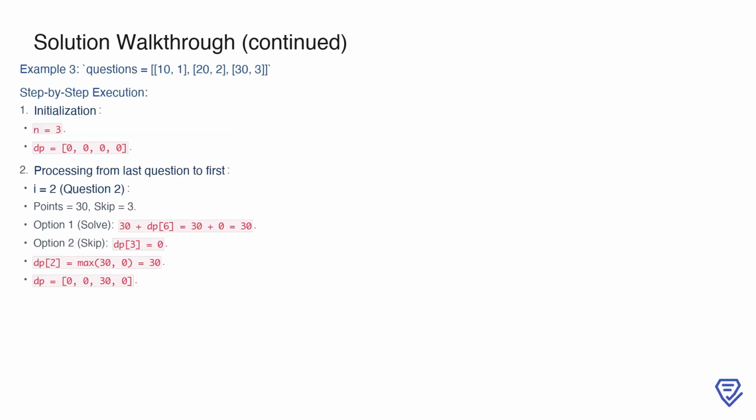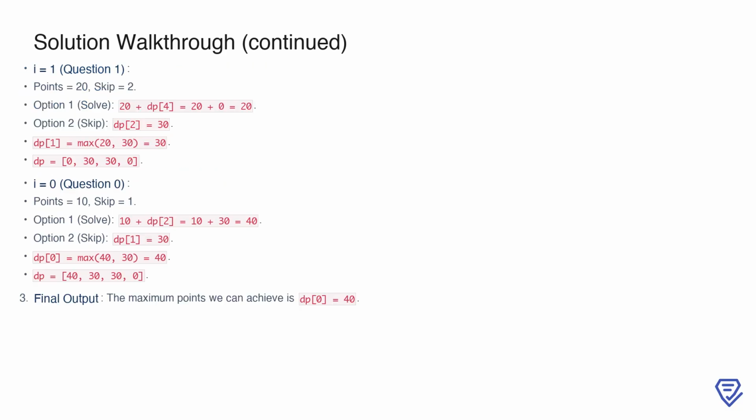Now, in the third example, the questions array is [[10,1],[20,2],[30,3]]. We initialize n to 3, and the DP array is 0, 0, 0, 0. Starting with question 2, which offers 30 points and requires skipping 3 questions, solving it gives 30 plus DP[6], or 30. Skipping it gives DP[3], which is 0. The better choice is to solve, so DP[2] becomes 30. The DP array updates to 0, 0, 30, 0.